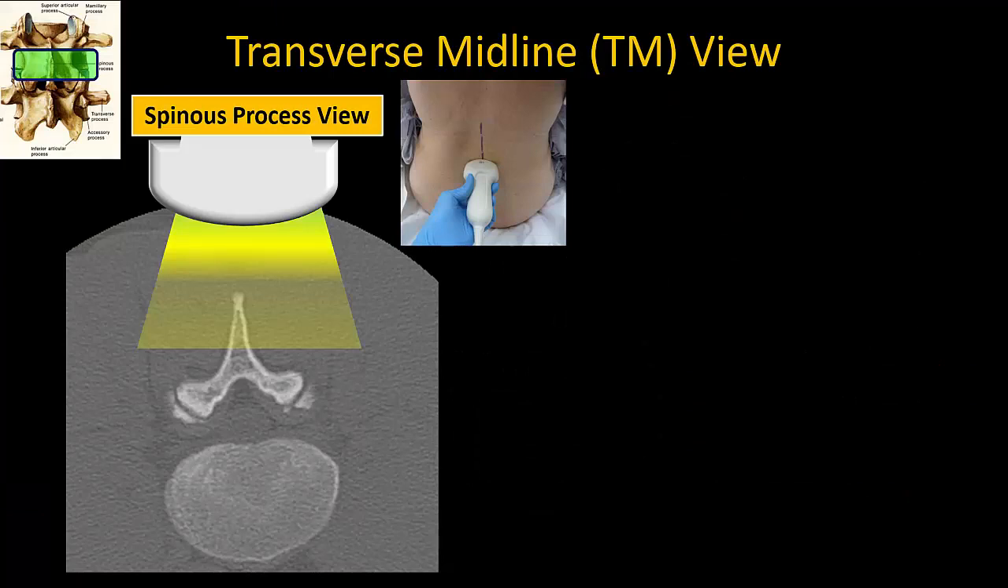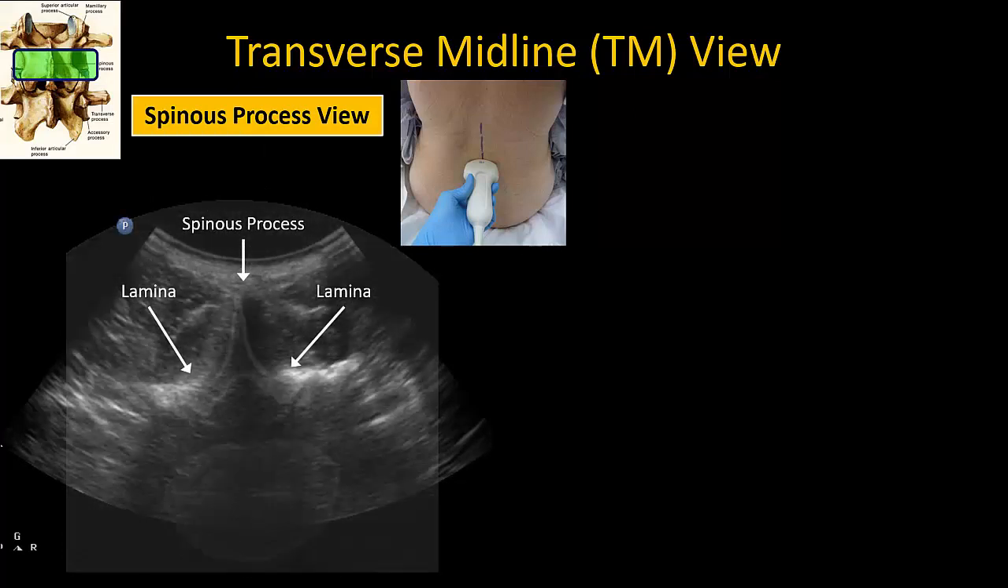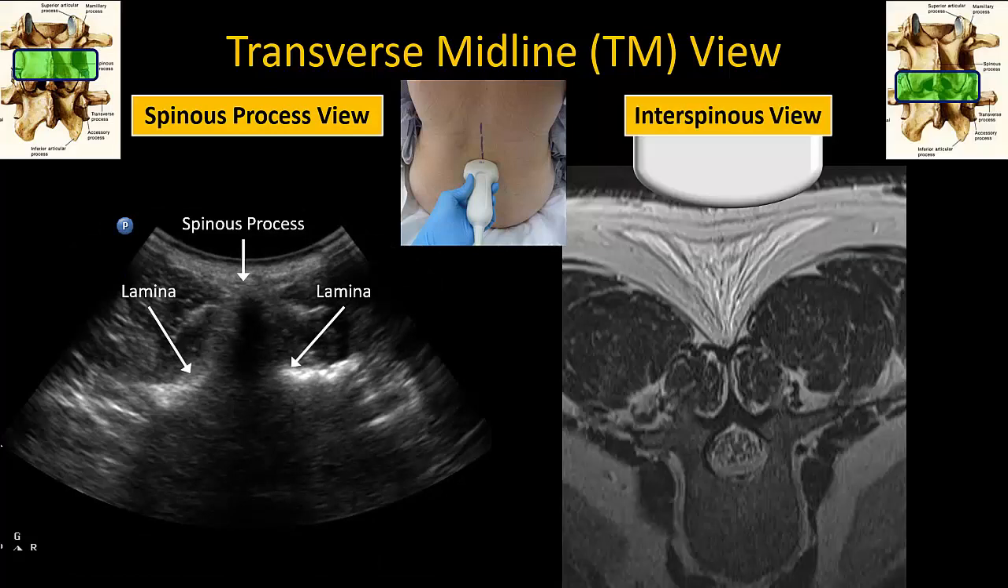Having identified the intervertebral levels and marked them on the skin, the probe is rotated 90 degrees to obtain transverse midline views. Two possible transverse midline views can be obtained. The first is the spinous process view, in which the spinous process and bony lamina cast a dense acoustic shadow that is shaped like a church steeple or tower.